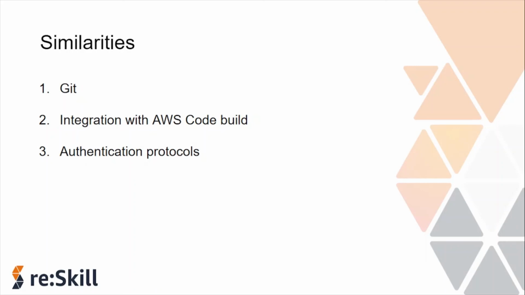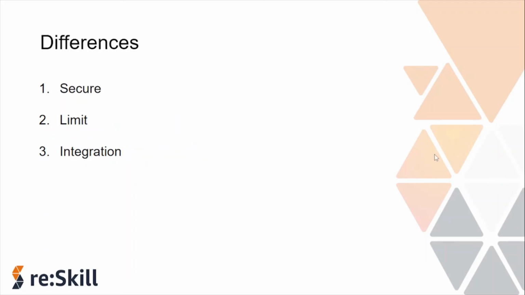Next is integration with AWS Code Build. Both GitHub and Code Commit can be easily integrated with AWS Code Build. The third one is authentication protocols. Both GitHub and AWS Code Commit use the two protocols, that is SSH and HTTPS, for authentication purposes. This was all about the similarities. Now let's move to the differences between the two.